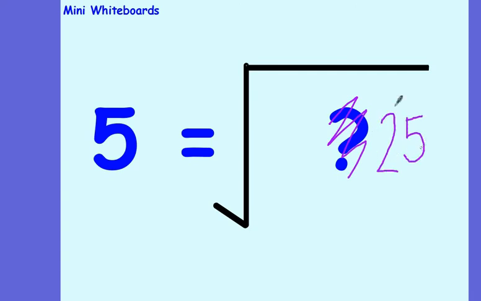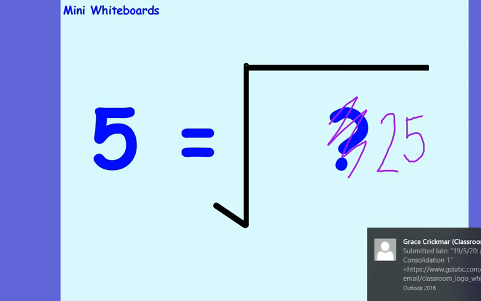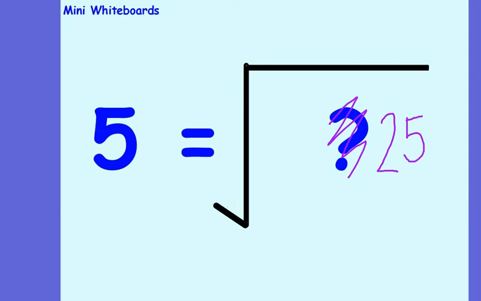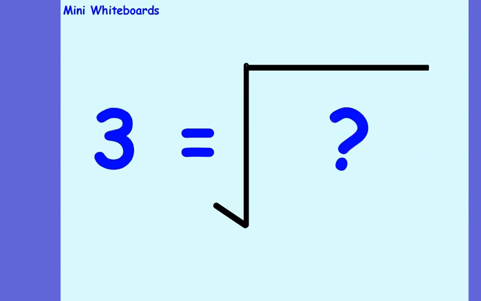Because 5 times 5 will give me 25, so the square root is finding out what number times itself will give me 25, which in this case is 5. And 3 is the square root of what number? 3 is the square root of 9. Lovely.